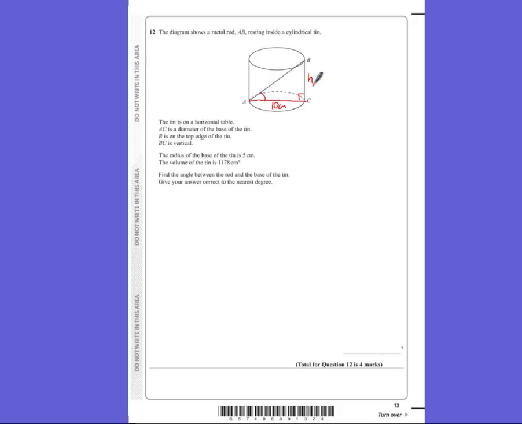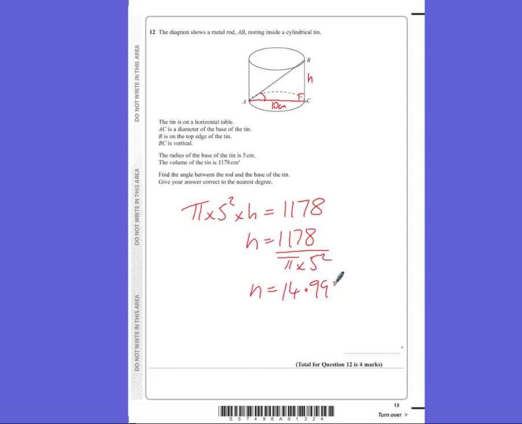We are given the volume, and to work out the volume you do pi r squared, so the area of the bottom, so pi times 5 squared times the height, and that will give us 1178. So to find the height, we just do 1178 divided by pi times 5 squared. So the height is 14.998. Leave that in your calculator, it's a bit more than that.